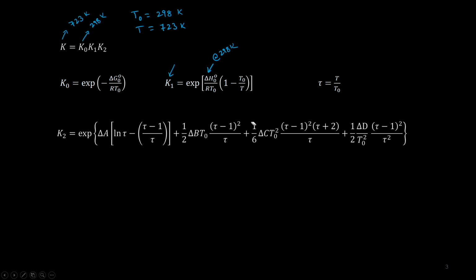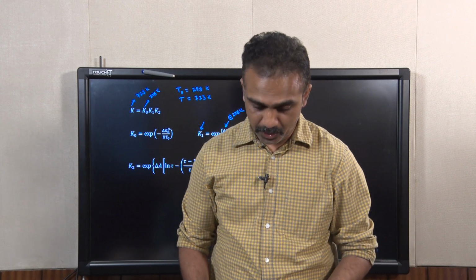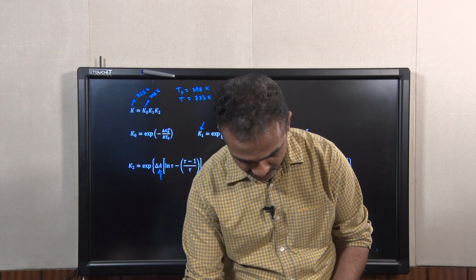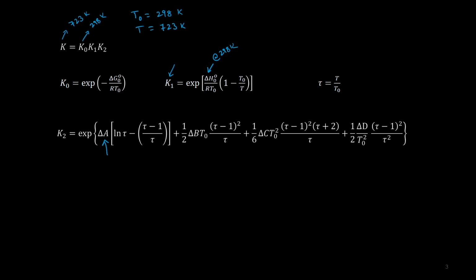And then the second correction is to correct for change in enthalpy itself with temperature, and the way we do it is using the specific heat capacities, delta A, delta B, delta C, and delta D, right? Now, let's calculate each one of these terms.